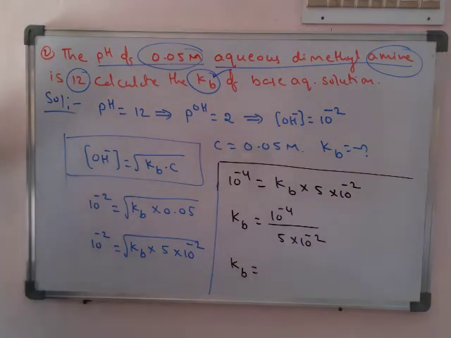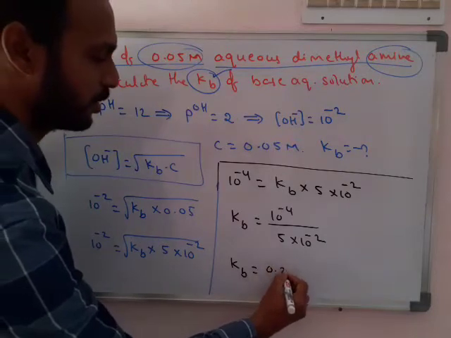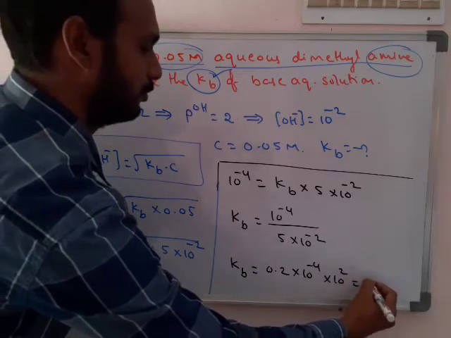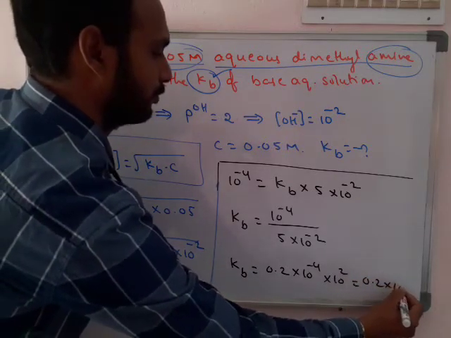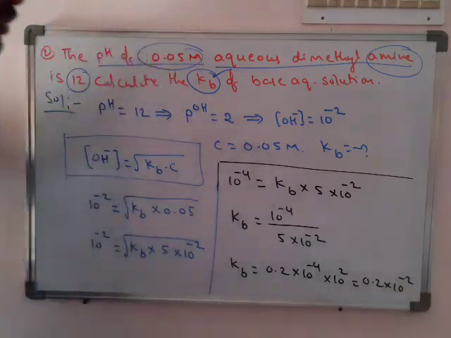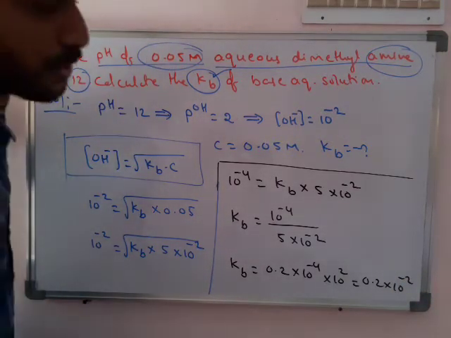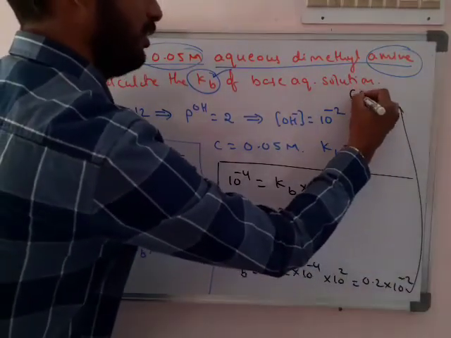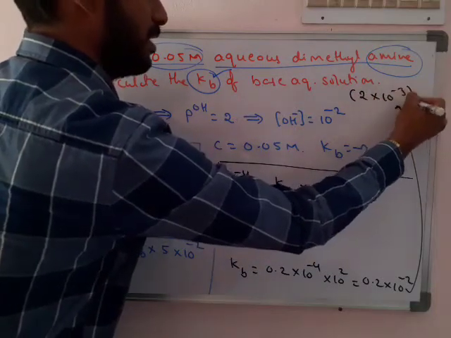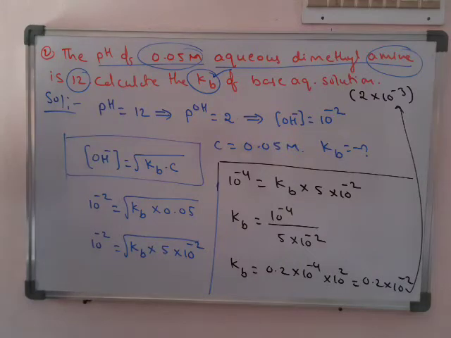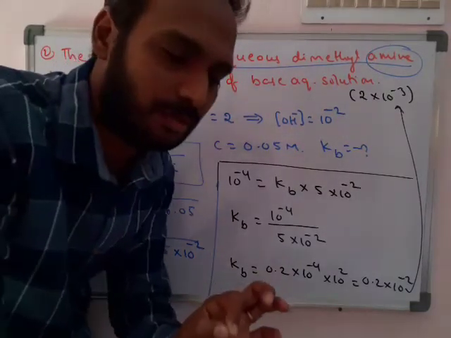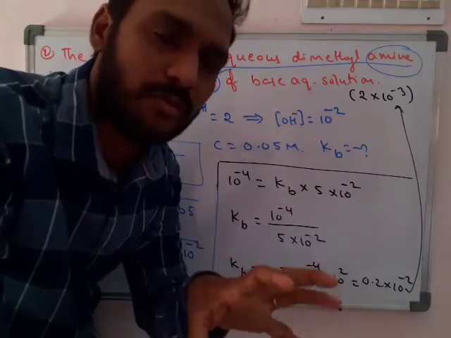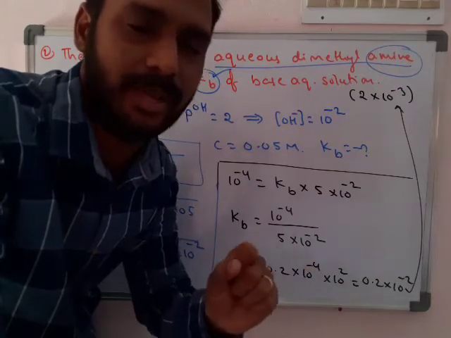So 1 by 5 means we'll get 0.2. So 10 power minus 2. So the Kb value is 0.2 into 10 power minus 2. So actually in the options it was given that 2 into 10 power minus 3. So both are same. So at first we have to write the given values and what we have to find out. Then we get the relation between them. Okay.